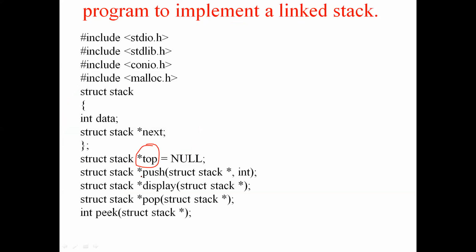Look at this push function. Push function returns what? A pointer variable. Push function returns a pointer variable of which data type? Struct stack. We used to always call it struct node, but in this program we named it stack. That's why it is written as struct stack.